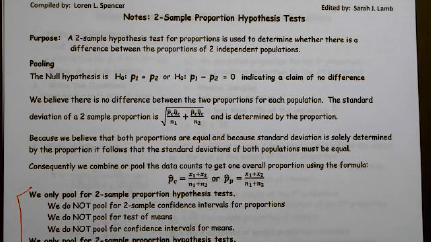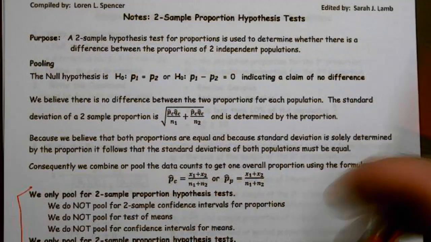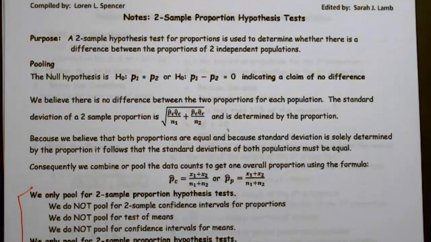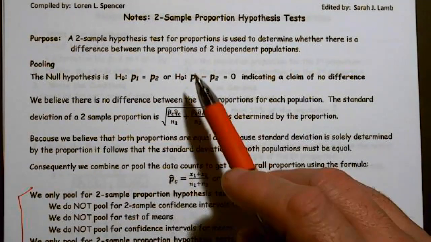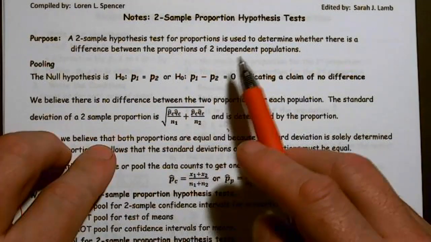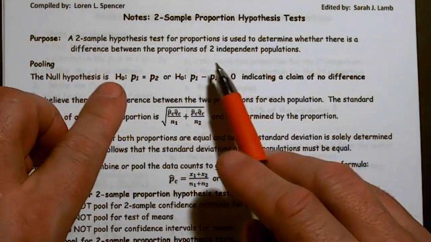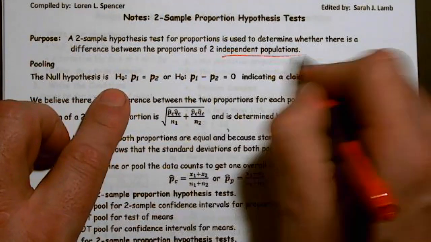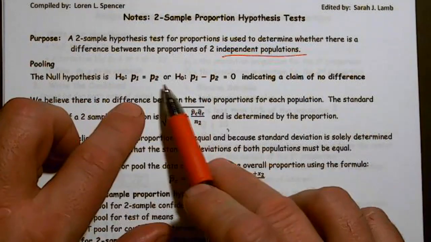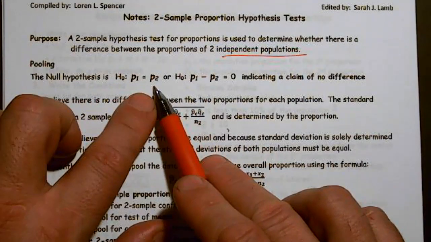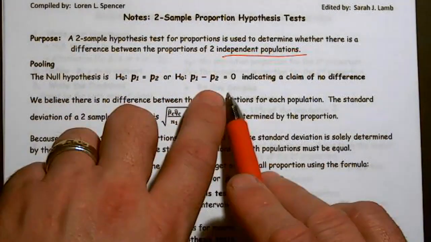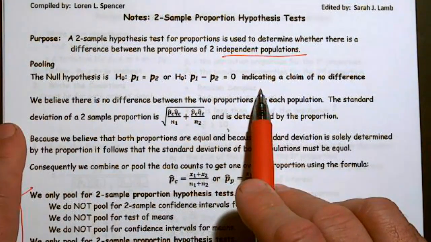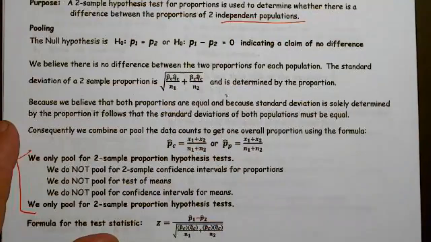Well, good morning. This is your stats sensei, and we're going to look at two sample proportions for hypothesis tests. A two sample hypothesis test for proportion is used to determine whether there is a difference between the proportions of two independent populations. That's the key word. We're going to start off with P1 equals P2, or P1 minus P2 equals 0, indicating a claim of no difference. This is your null hypothesis.